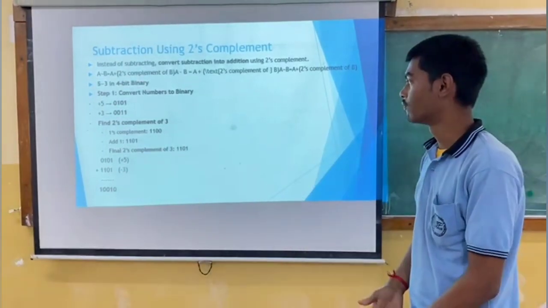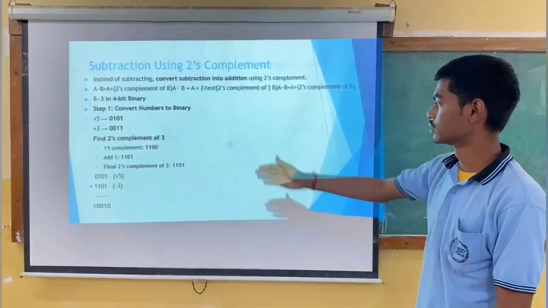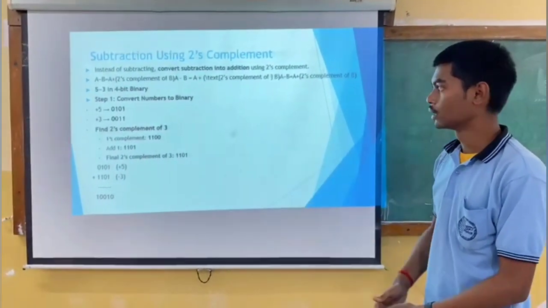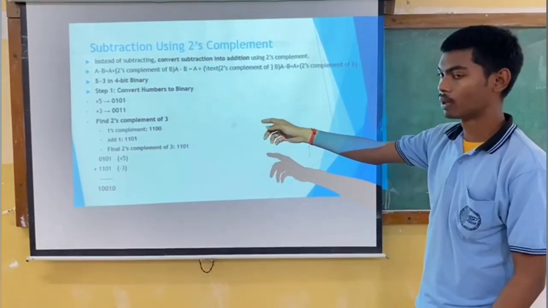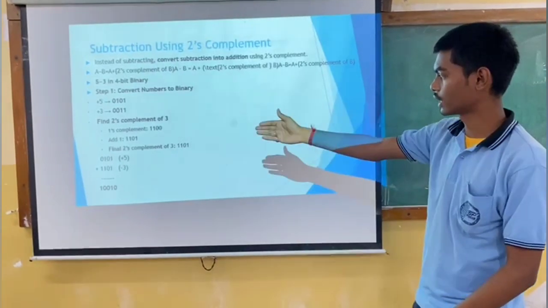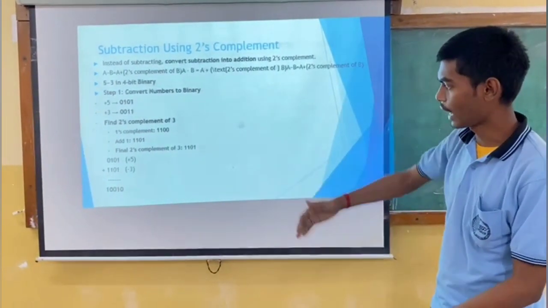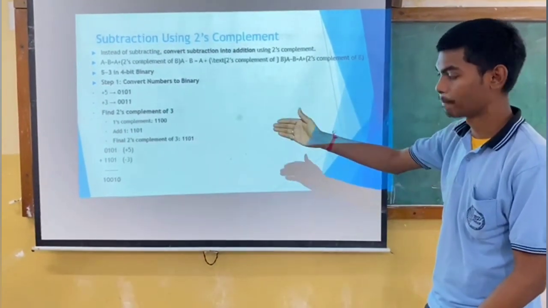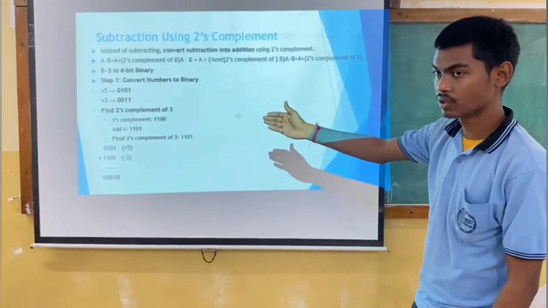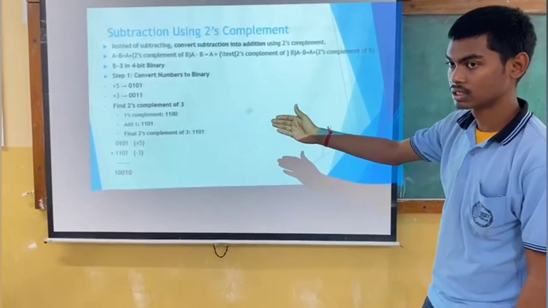In the second step, find the 2's complement of 3. The 1's complement will be 1100. Then we have to add 1, which gives 1101. So the 2's complement of 3 is 1101. Then we have to add plus 5 and minus 3: 0101 plus 1101. The result we get is 10010.